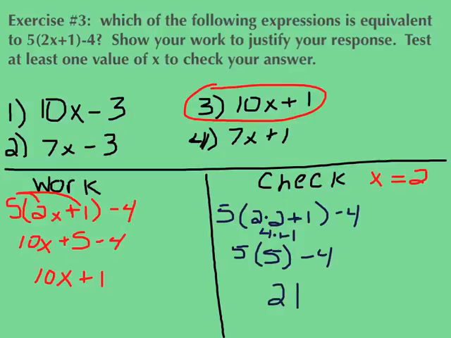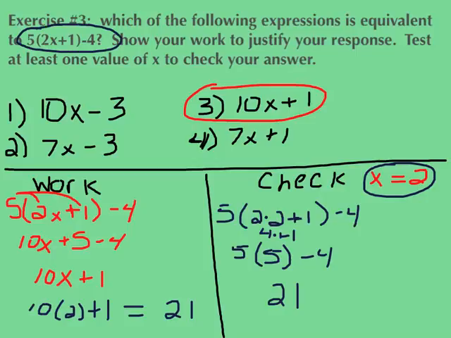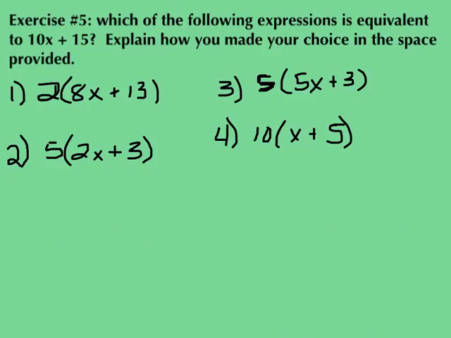Then I'm going to place this x equals 2 into my new expression. 10 times 2 plus 1. That's going to also equal 21. That proves that this expression and this expression are equivalent. Let's hop now to exercise number 5. We're going to save exercise 4 for class.